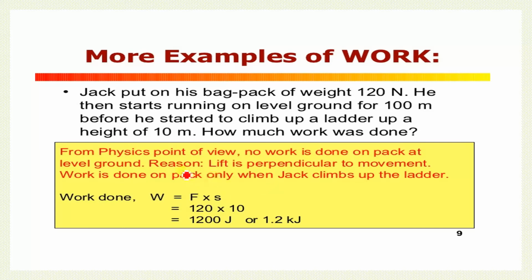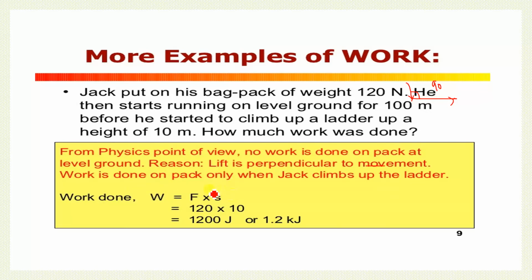Students, here you can see that from the physics point of view, no work is done when he is on the level ground. Means when he is running, the direction of weight is acting downward, and he is running horizontally. So the angle between them is, yes, it is 90 degree. Okay, so cos of 90 is 0. The reason is the lift is perpendicular to the movement. He is lifting in the vertical direction, and the movement is horizontal, so the angle is 90. So there is no work done.